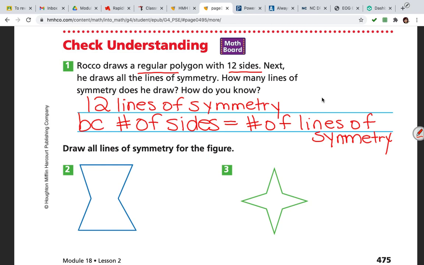All right, draw the lines of symmetry. So in picture 1, we only have 1 line of symmetry. In picture 3, we have 4 lines of symmetry. So we have the points, diagonal, diagonal. 4 lines of symmetry. That's it.